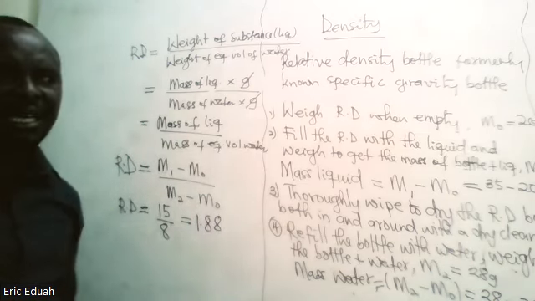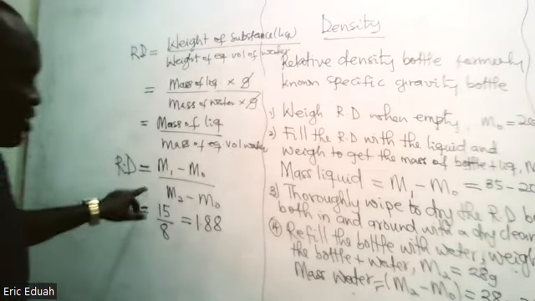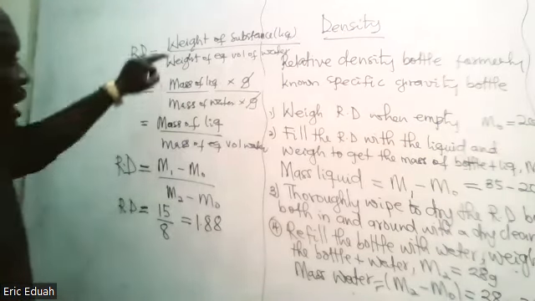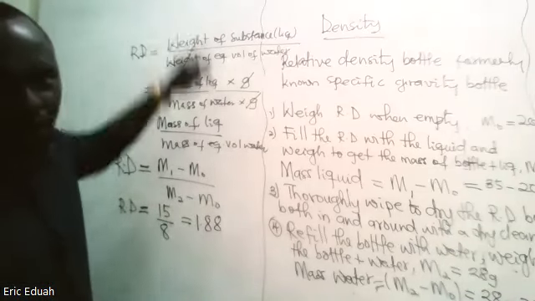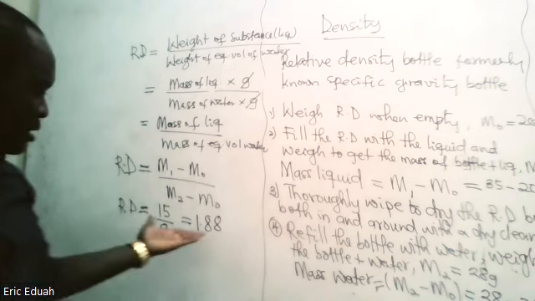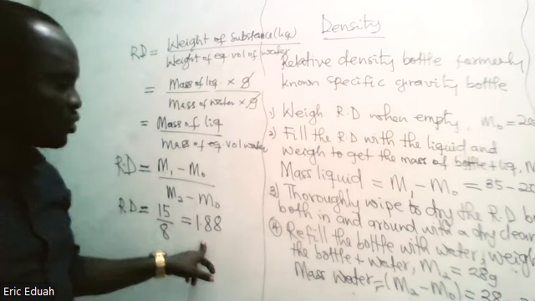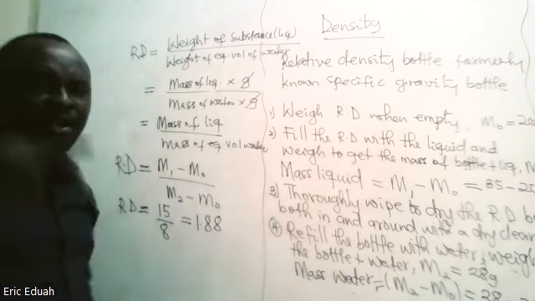Relative density has no unit because either we are comparing the density of a substance to the density of equal volume of water, or the mass of a substance to the mass of equal volume of water, or weight. So the units will cancel out. Okay, so the relative density of the substance is equal to 1.88. Relative density and density numerically have the same value.